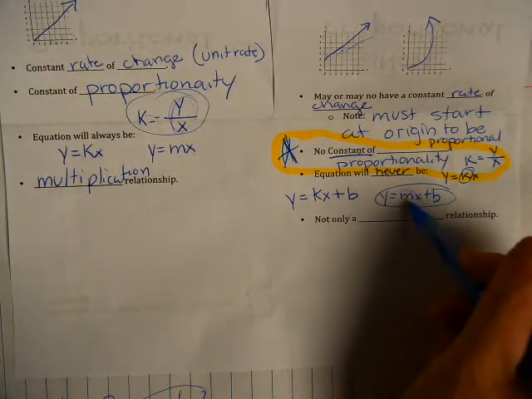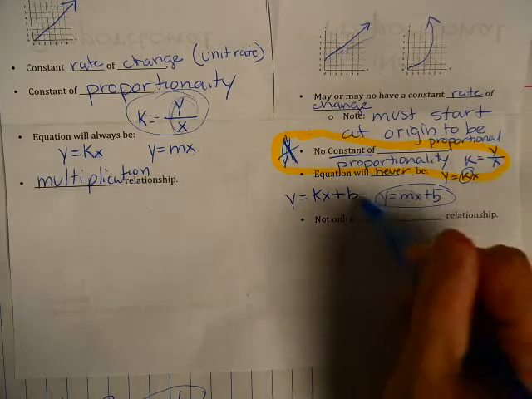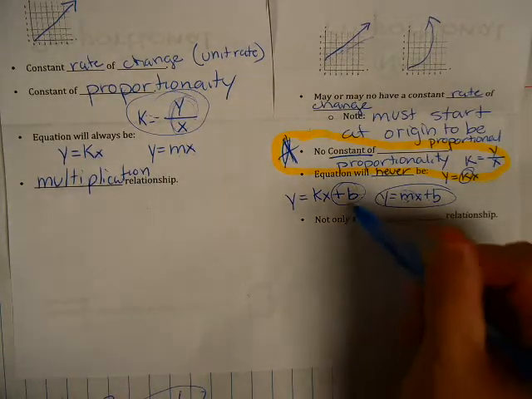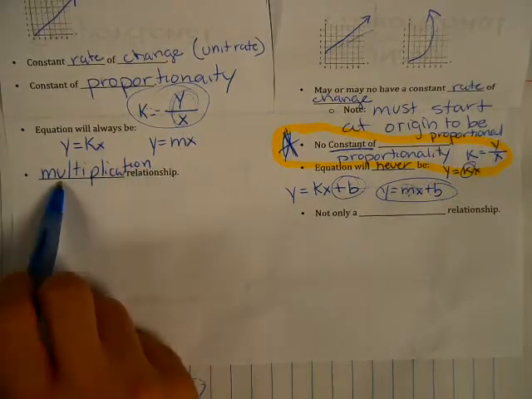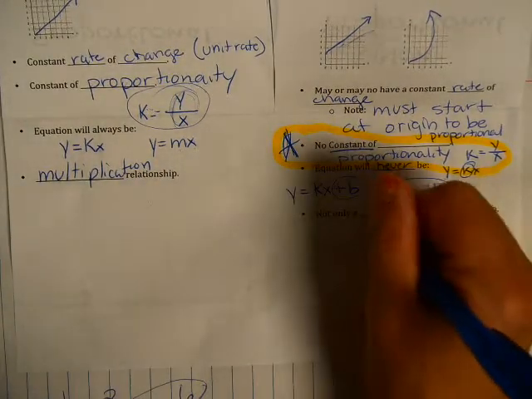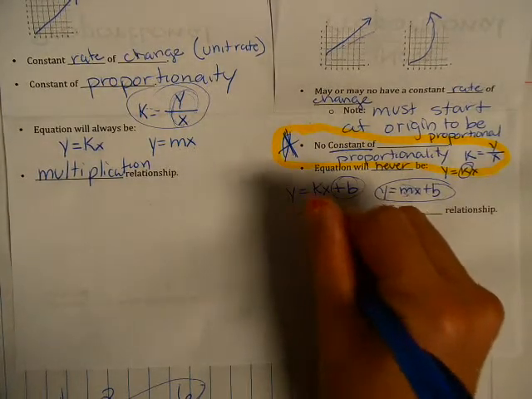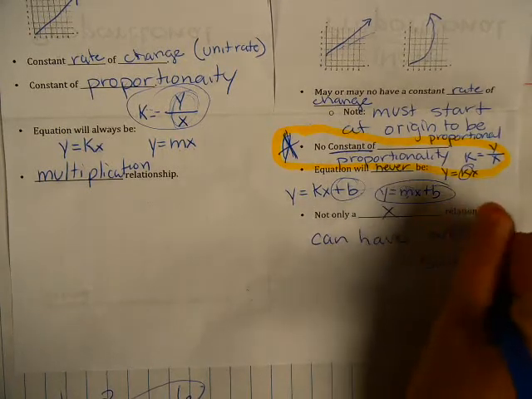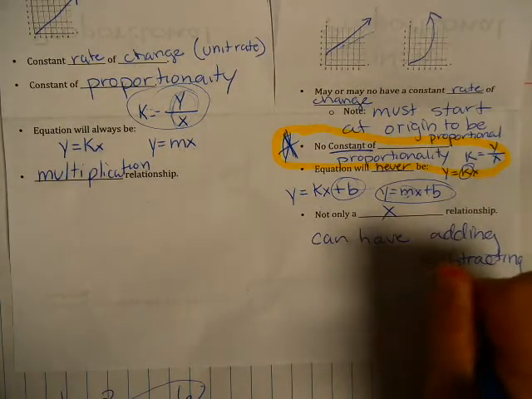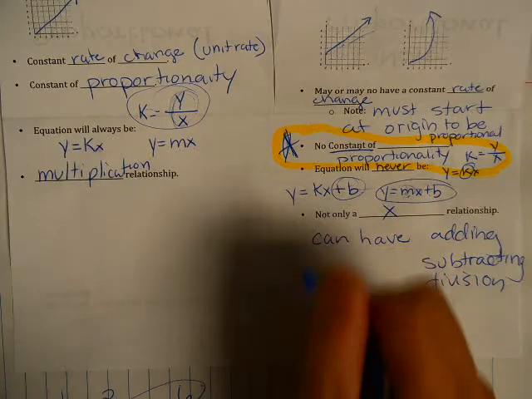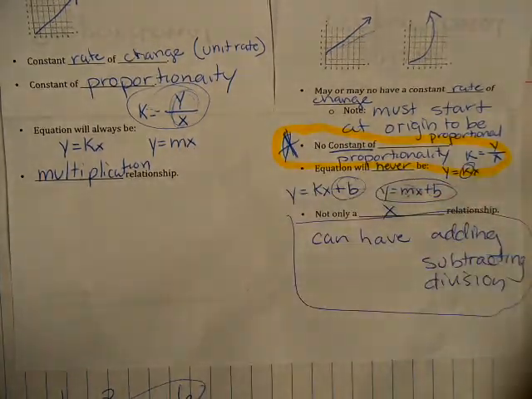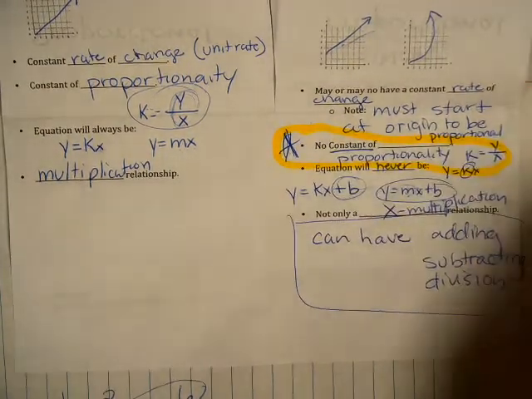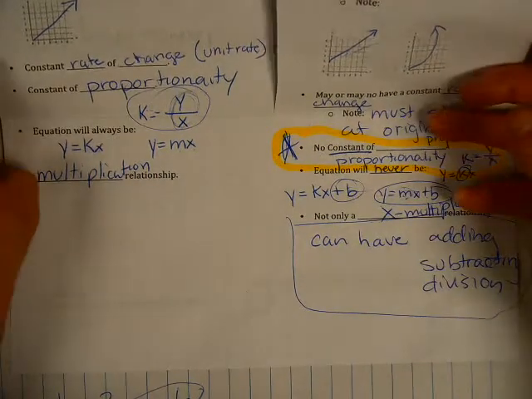So kind of get used to this relationship because these are going to be all non-proportional relationships, okay? If it has this plus, it cannot be, because remember, to be proportional, it has to be just multiplication. So it's not only multiplication, it can have adding, subtracting, and division. So these non-proportional relationships can have all of them. It doesn't have to just be multiplication. Okay? So it can have more than one thing.